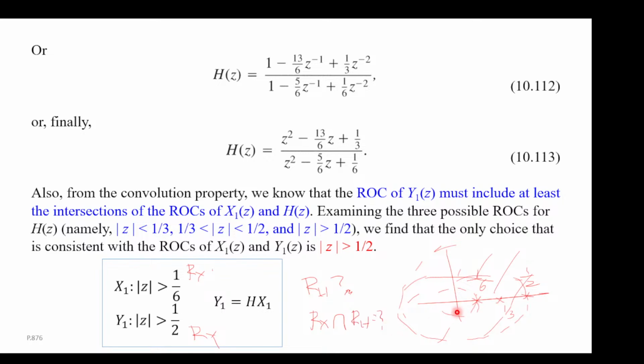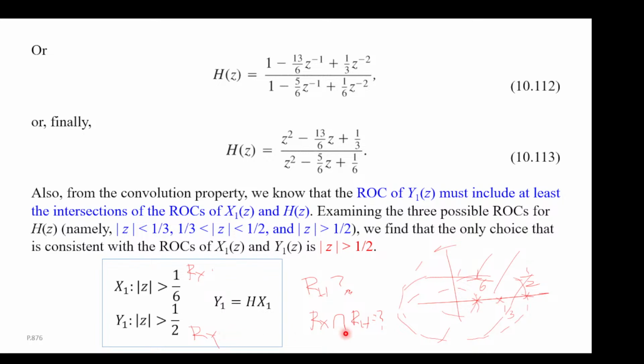Similarly, if your R sub h is between 1 over 3 and 1 over 2, then its intersection with R sub x still has this part between 1 over 3 and 1 over 2, and that's not inside R sub y, so that's not possible. So those two are not possible, and the only possible one is the last one. Just to be careful, let's check that the last one is also good. If R sub h is outside of 1 over 2, then its intersection with R sub x is indeed outside 1 over 2, and it's inside R sub y.